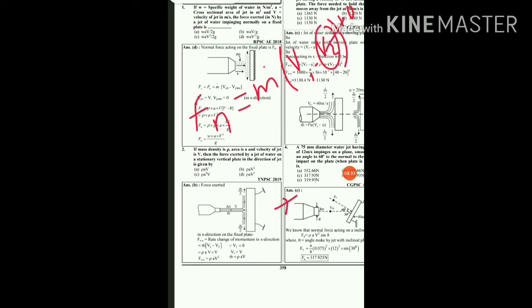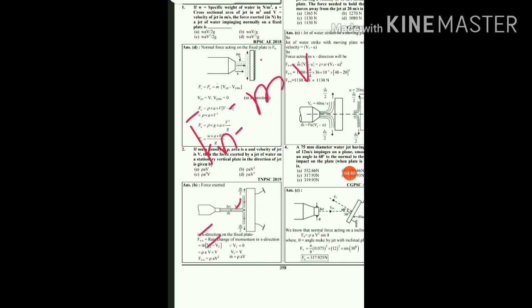So here Fn will be equal to m dot into V, where m dot is nothing but rho A V, into V, that is V square. So option B will be the right answer, that is F is equal to rho A V square.